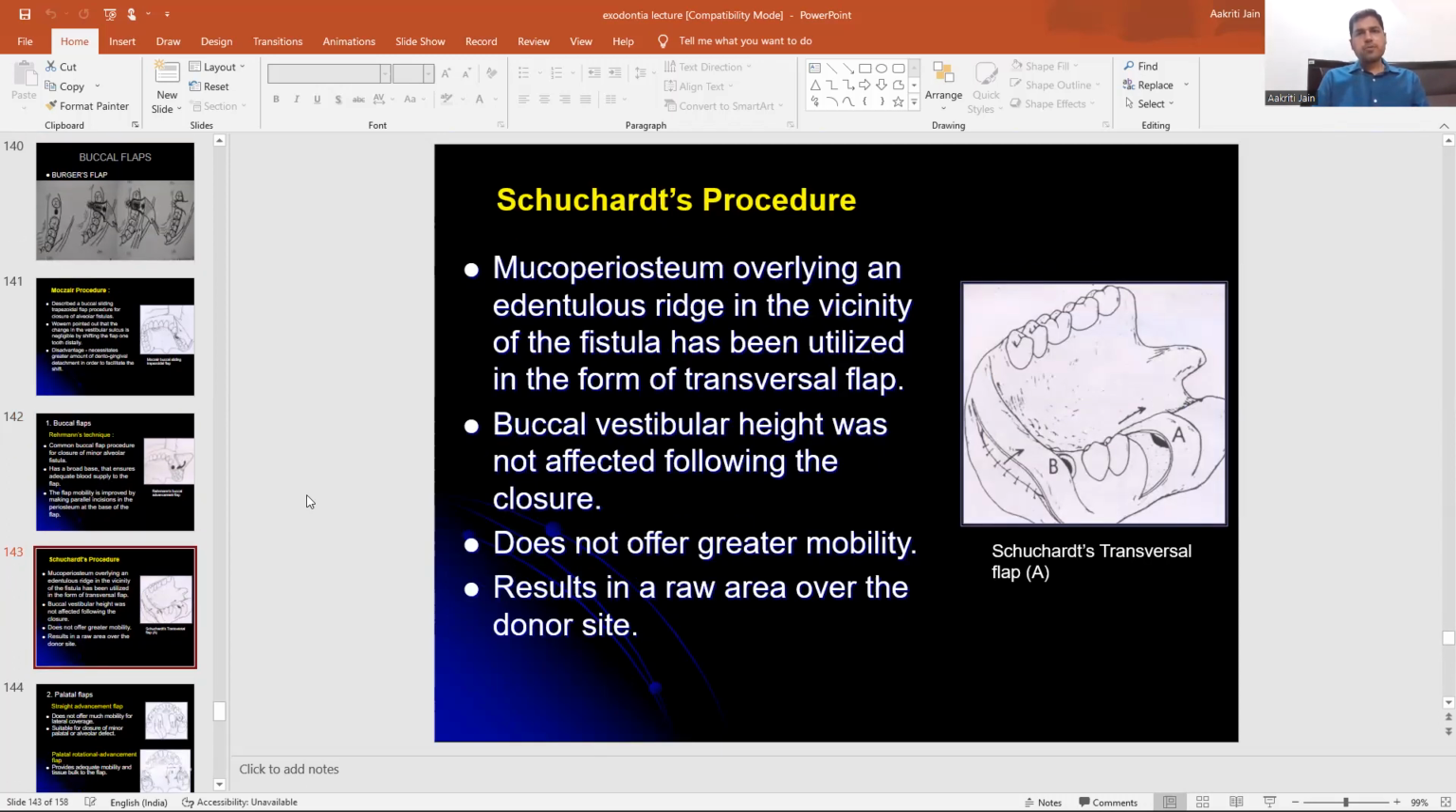Now, Schwartz flap procedure. In this, the mucoperiosteum overlying the edentulous ridge in the vicinity of the fistula is utilized in the form of a transversal flap. You can see this. Buccal vestibular height was not affected following the closure. It does not offer greater mobility, and results in a raw area over the donor site.